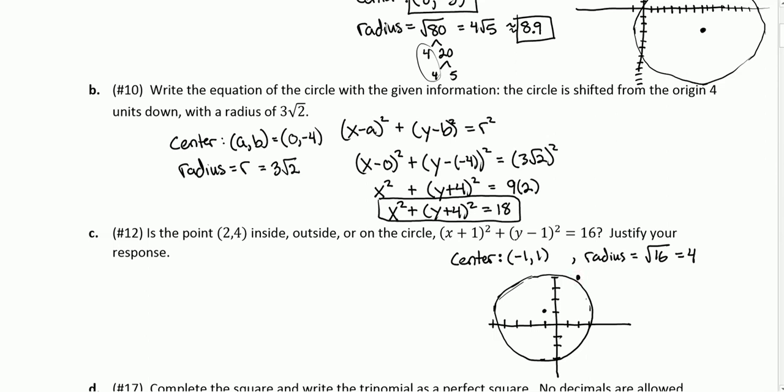So our drawing may be off a little bit. The way I drew it, it looks like it's outside the circle, but I may be incorrect. We need some more information. We need a more definitive way to answer this question, because I don't have that much confidence in my drawing. So notice we're given the point 2, 4, and we're going to plug in 2 for x and 4 for y into our equation. See what value we get, and let's compare it to 16.